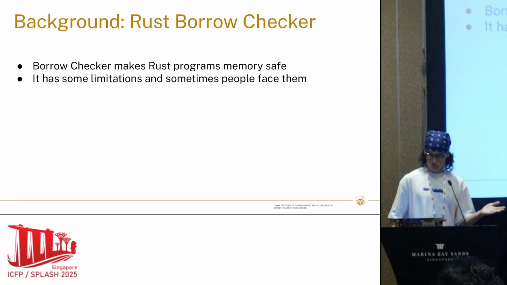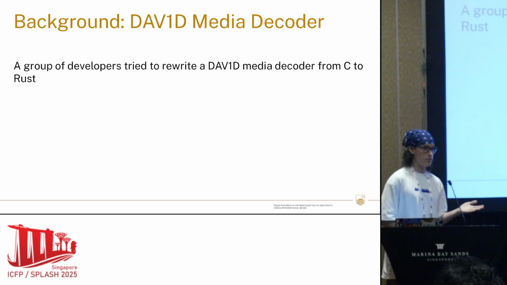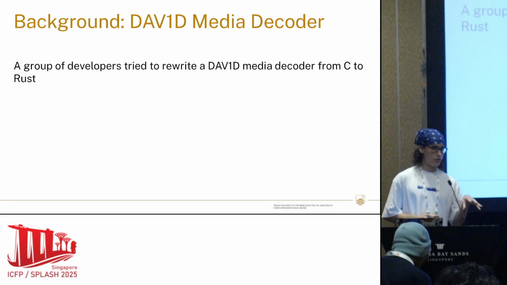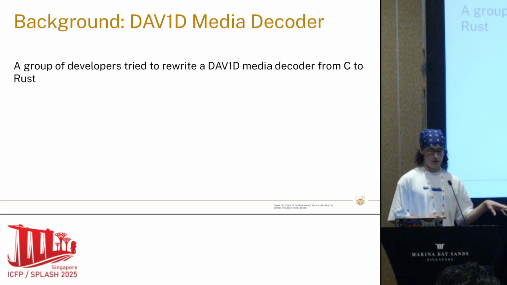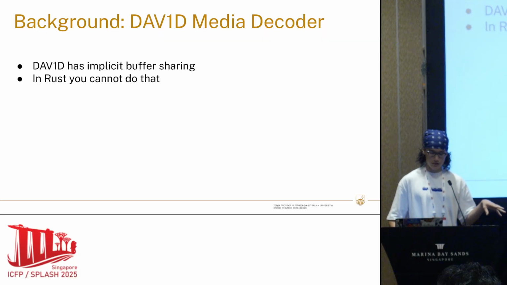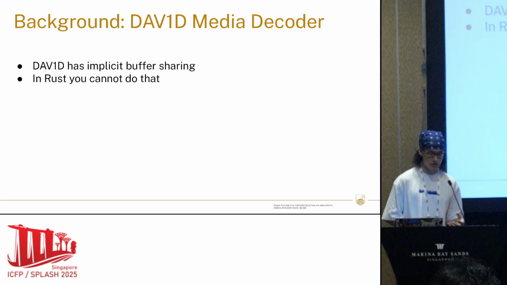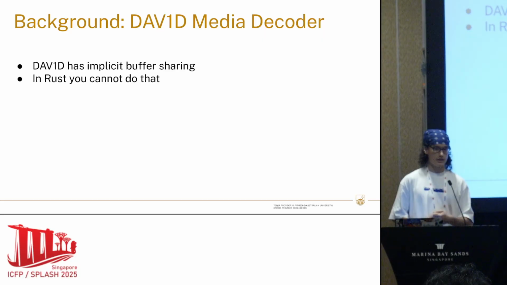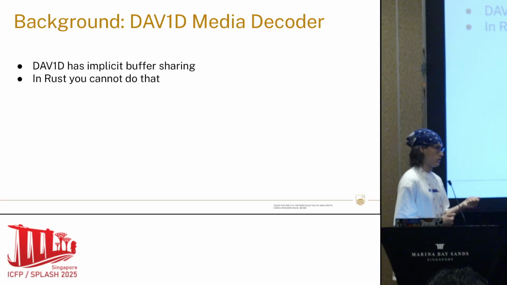One of them was faced by a group of people who tried to translate a media decoder from C to Rust. In C, it's called dav1d, the media decoder. In C, you can do implicit buffer sharing easily, right? You have a buffer, an array, you have two threads, you operate on the same buffer, nice, because you can pass the pointer to both of the threads. But in Rust, in safe Rust, you cannot do that.